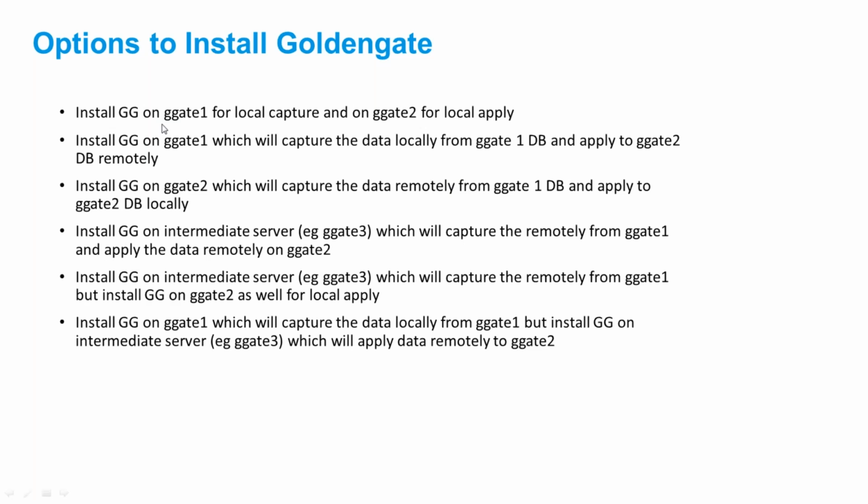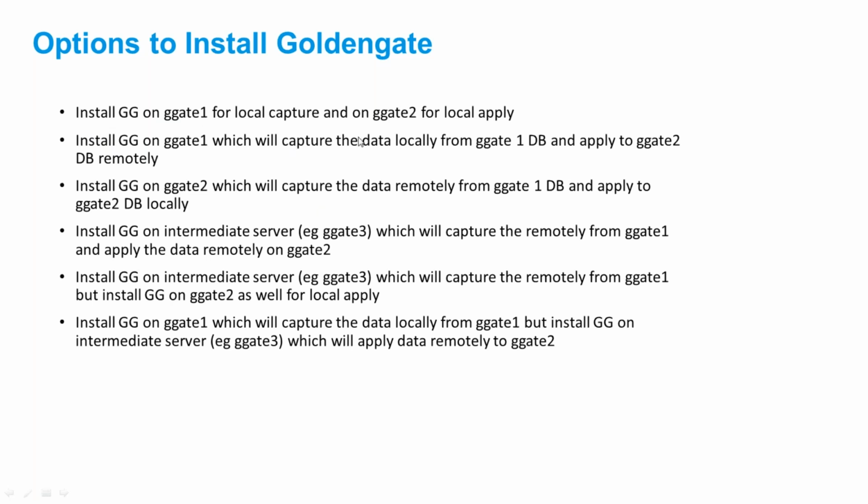The first option is you install Golden Gate on ggate1 for local capture and on ggate2 for local apply. So you are installing Golden Gate locally on both ggate1 and ggate2. On ggate1 it will do the local capture, and on ggate2 it will do the local apply. The second option is you install Golden Gate on ggate1, which will capture the data locally from the ggate1 database and apply to the ggate2 database remotely.